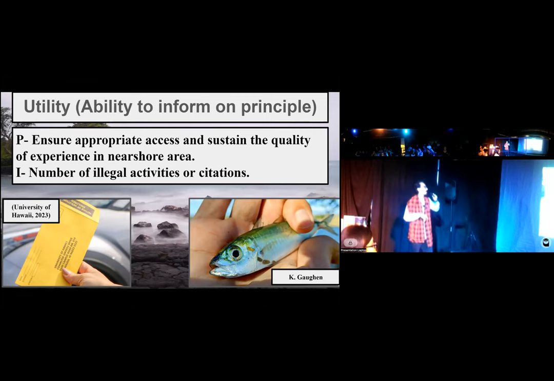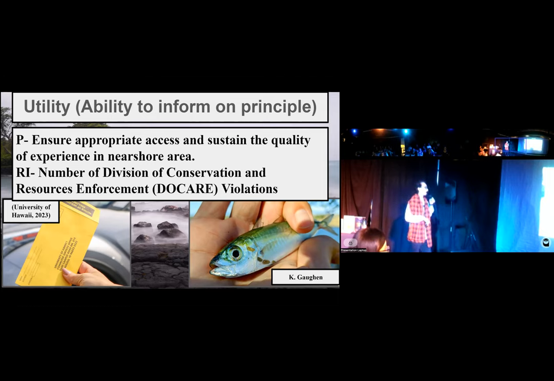When I'm talking about the utility, again, it's the ability to actually tell us something meaningful. One of the principles in this example is to ensure appropriate access and to sustain quality of the nearshore experience, which could be indicated by the number of illegal activities or citations, which when you think about it means a lot of things. It could be number of parking tickets, number of drug busts, or number of fishing infractions, right? It's a large swath. Just the number of citations is probably not going to tell you all that much about the principle. So we refined that one to the number of DOCARE, the enforcement arm of DAR, violations, really reflecting back on management implications, how the area is being managed, and the effectiveness of that management.